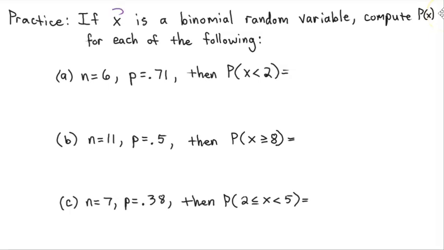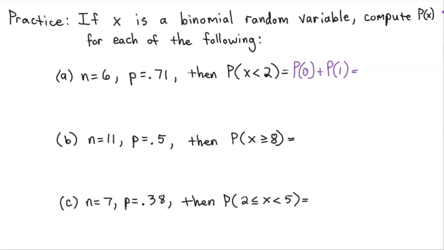All right, here's some practice. If x is a binomial random variable, compute the probability of x for each of the following situations. Well, here, n is 6, p is 0.71, and we want to know the probability that x will be less than 2. Well, less than 2 is just 0 and 1. So we want to know the probability of 0 plus the probability of 1. Okay? And why aren't we including 2? Because this does not say or equal to. It just says less than 2. So we're not going to include 2. And none of the other numbers are less than 2, just 1 and 0.